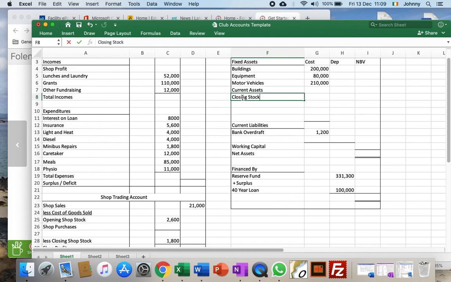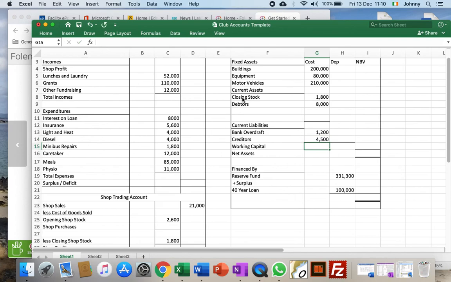It's got debtors of 8,000. Debtors is 8,000. And then we have creditors. So people we owe money to, similar to businesses that we've dealt with before, 4,500.